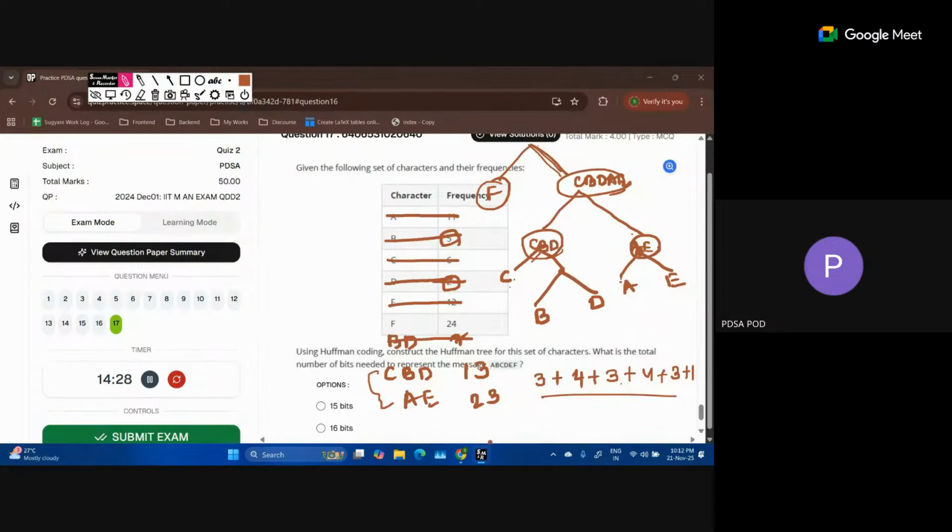Okay, I got my error. I was taking AE as a leaf, so the last level was 4. That's why I was getting the wrong answer. Okay, got it.